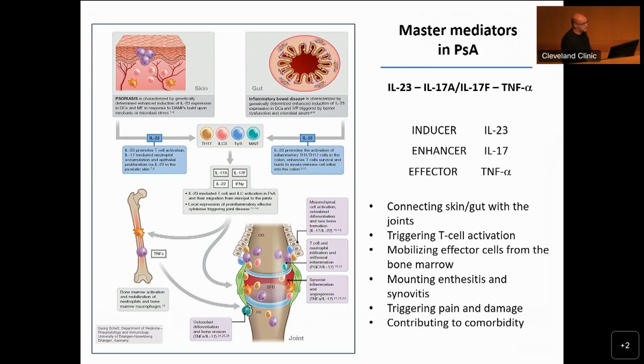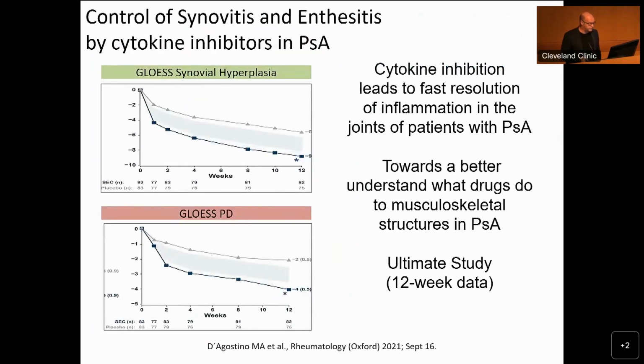And TNF is an effector cytokine which is produced by the bone marrow-derived macrophages locally in the tissue, and then triggers inflammation. We are very good in inhibiting inflammation by our current drugs, because when you look at this, you can see that after 1 week after interleukin-17 inhibition, there is already a decrease in the synovial hyperplasia, and after 2 weeks, there is a decrease in the power Doppler signal. So these drugs do not only make the patient feel better, they really work also on the joints and decrease inflammation.